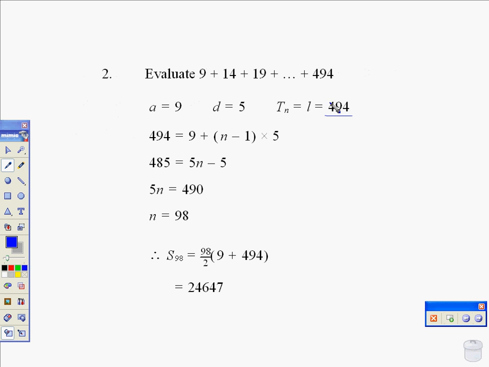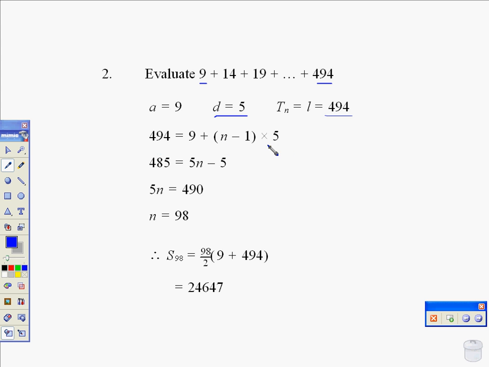In the next question, we've got our last term 494 as well as our first term a, but we don't know how many terms we have. We can find d because we've got more terms in there, so 14 minus 9, 19 minus 14 is 5. So what we need to do is use our Tn formula, because we've got Tn, we've got a, we need to find n, and we've got d.